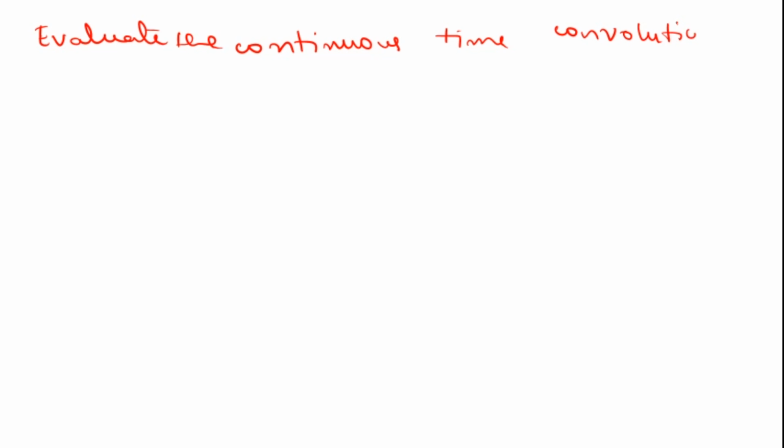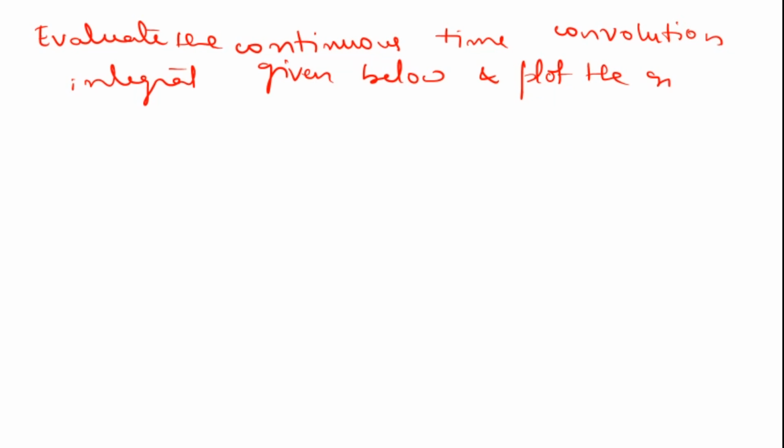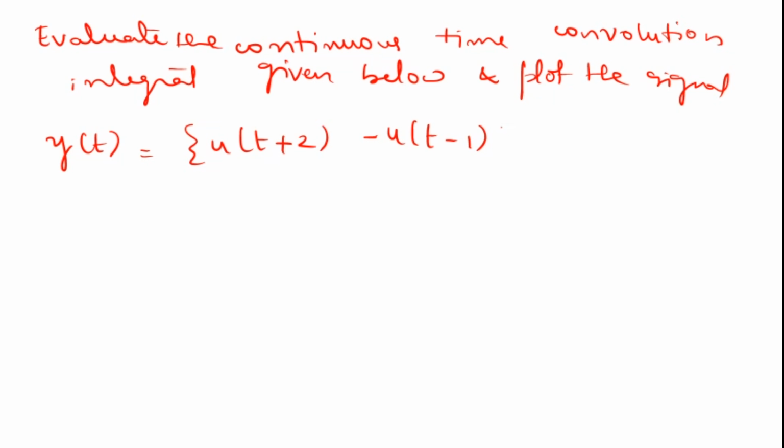Next problem. Evaluate the continuous time convolution integral given below and plot the signal. Y of t is equal to u of t plus 2 minus u of t minus 1 convolution of u of minus t plus 2.